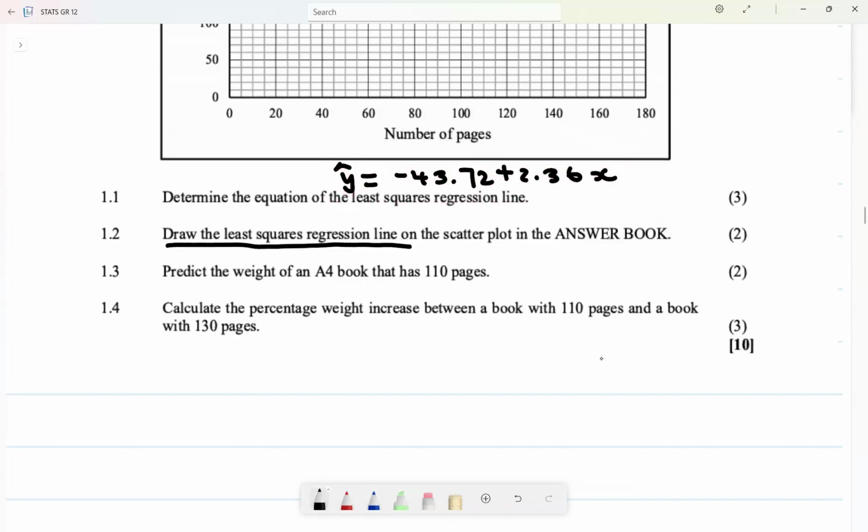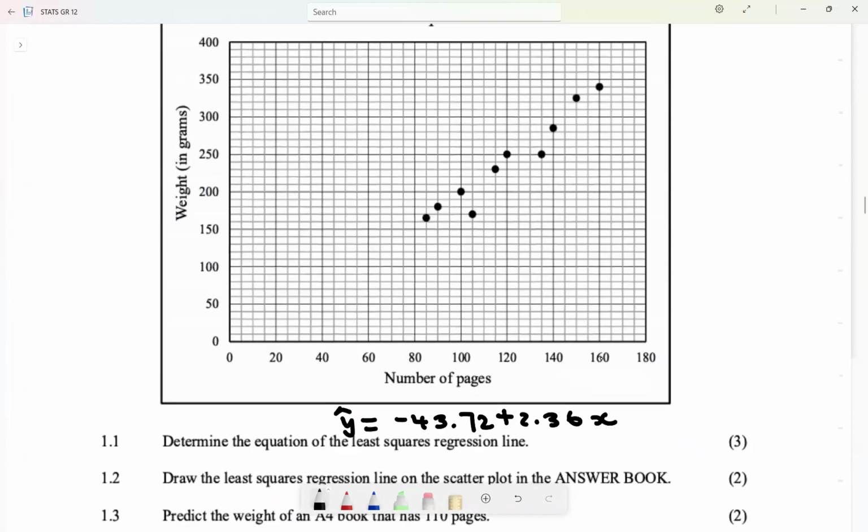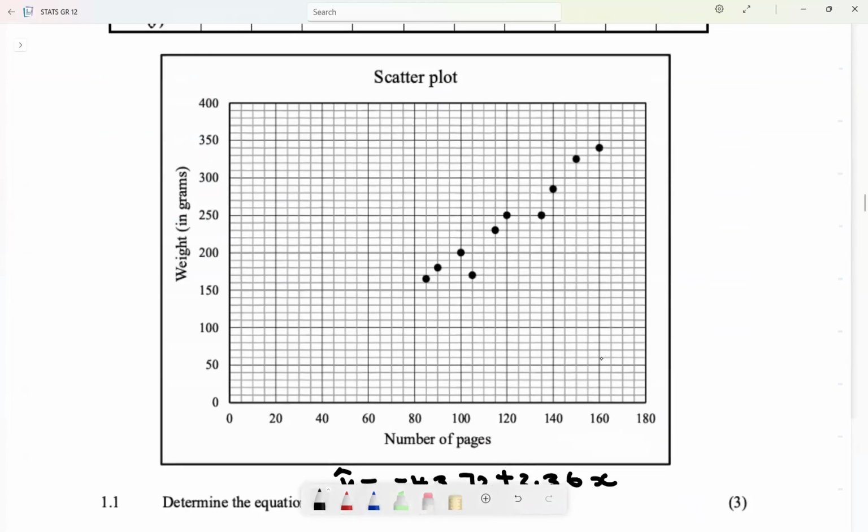Next, draw the least square regression line on the scatter plot in the answer book. So now I'm going to draw it here. What do they mean? They want me to draw the least square regression line on the scatter plot. So what is the least square regression line? It's just the line of best fit. How can I draw my line of best fit?